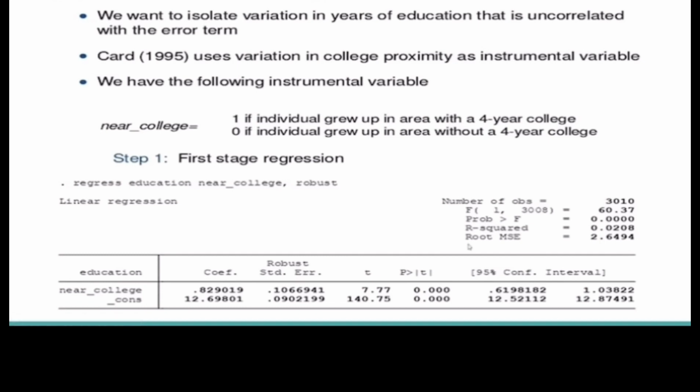I think we normally look at the F value. We have a threshold of 10, and this is already 60.37. You can see that, right? So which means there's a connection between the instrumental variable introduced and the predictor, which was the years of education. Okay, so which means that makes that instrumental variable valid.